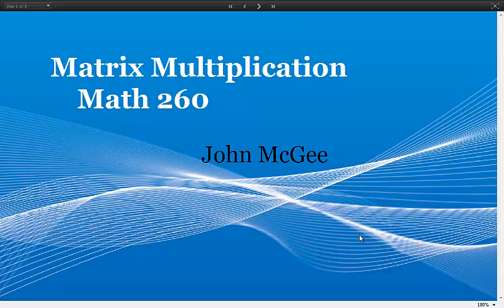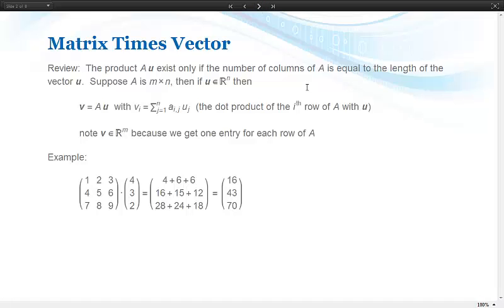Welcome to Math260. Our lesson today involves matrix multiplication. In our last lesson, we learned about matrix times vector, and so we'll build on that today with matrix times matrix. So here it is.